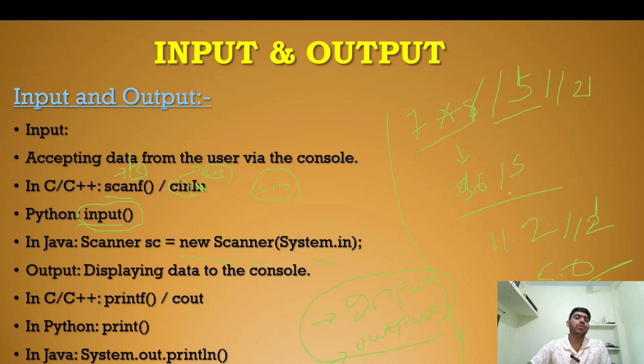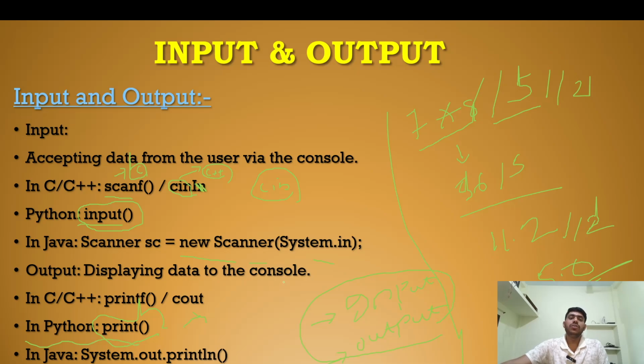Then for output, in C we are using printf, and in C++ cout. In Python only the normal print we are using. For displaying anything we are just using the print function only. So remember, in Python whenever we want to take any kind of input, we use the input statement or input function, and if you want to get output, the result, the print function.